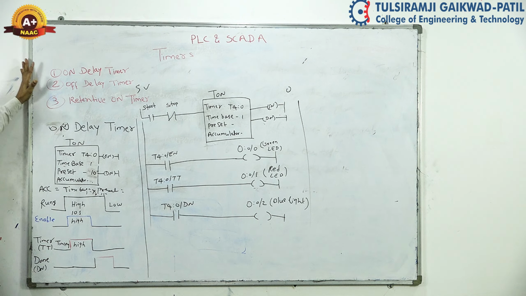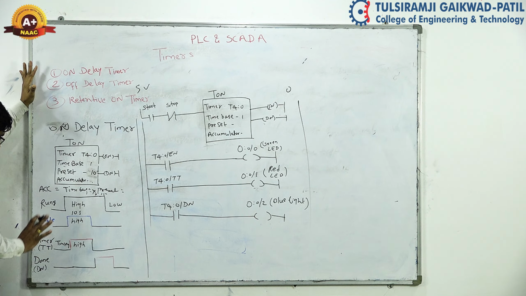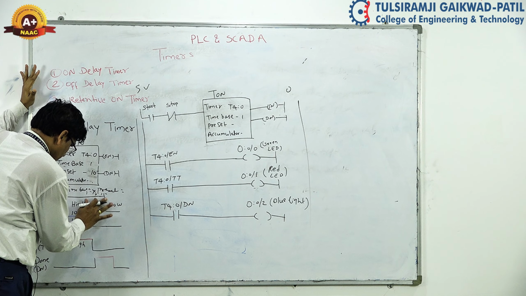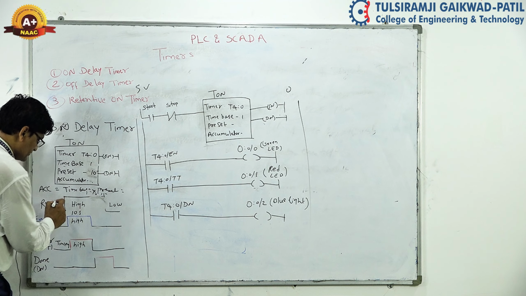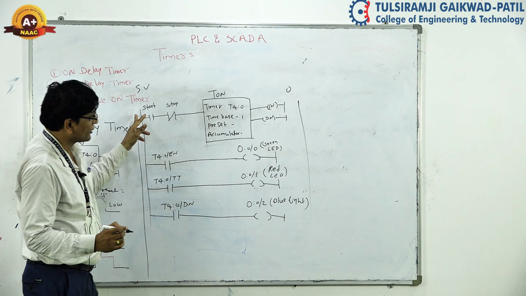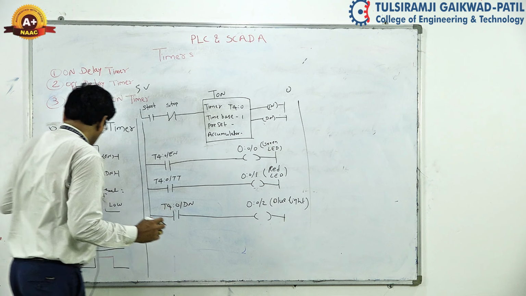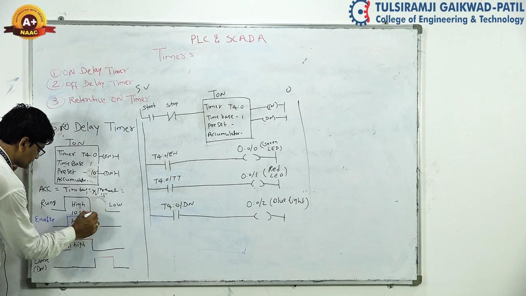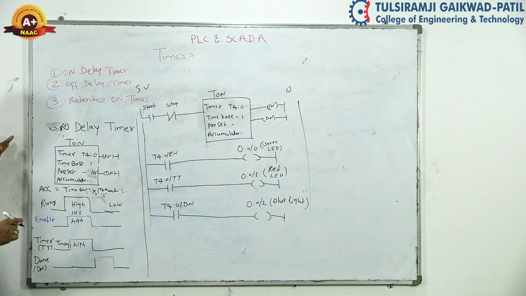Now when the rung is off, that time this enable bit will be off. It should be on up to this position. When the rung is on, supply goes from here to there. So this rung is on up to this position. Then we can say that when the rung is on, the enable bit is on.